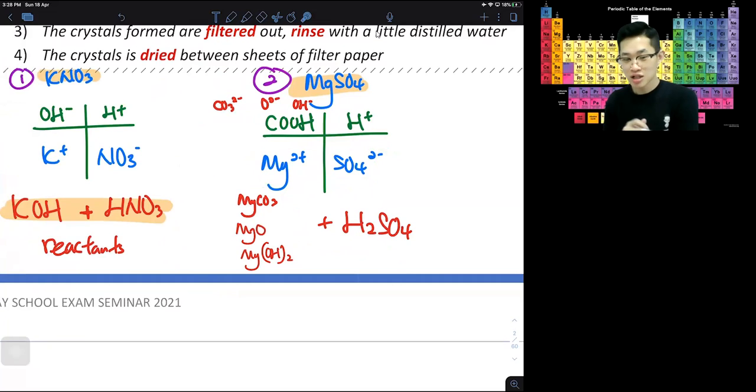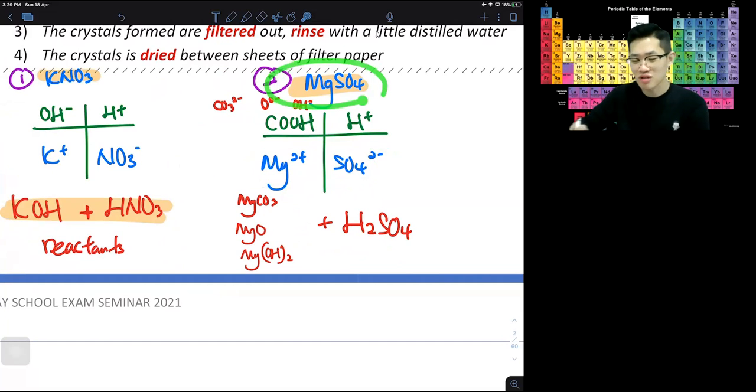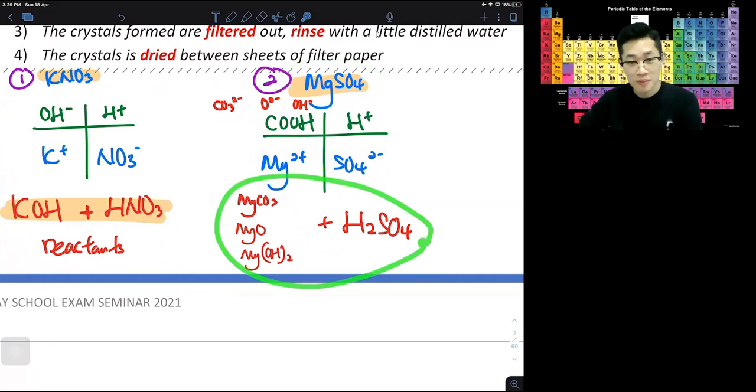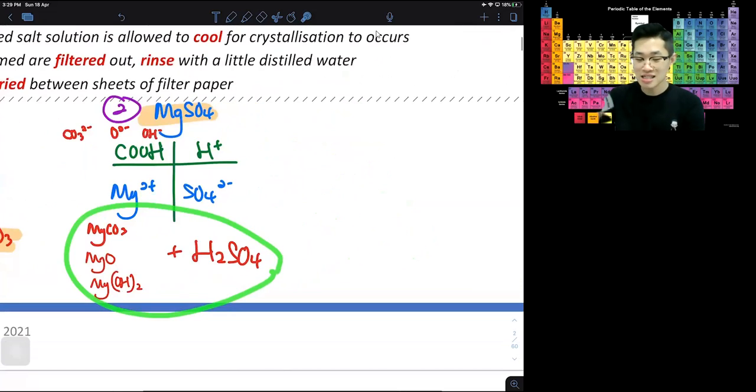So you have to know what you want to make today. It's like you want to make egg fried rice. You need egg and rice. So you want to make MgSO4, you need Mg and you need SO4. You cross it and you find the ingredients.